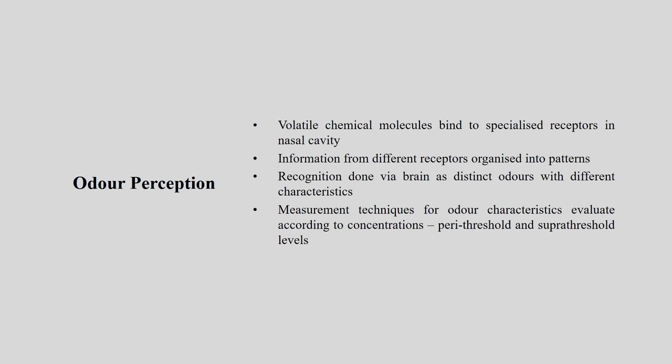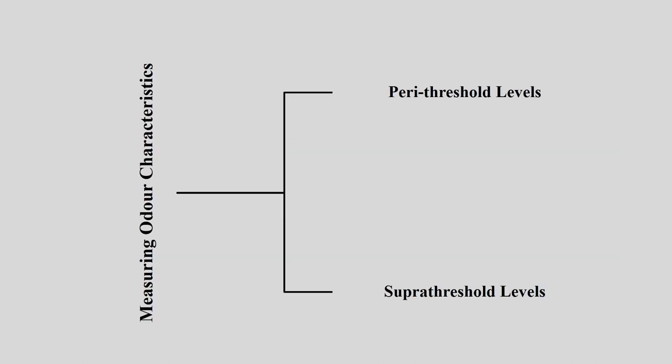So, odor perception. Because we are talking about odor, we need to understand it's a perception by the person. Volatile chemical molecules bind to specialized receptors in the nasal cavity, and that gives you the perception. Information from different receptors is organized in a particular pattern, and recognition is done via the brain as a distinct odor with different characteristics. So, measurement techniques for odor characteristics are evaluated according to the concentration: peri-threshold and supra-threshold level. When measuring the odor characteristic, we need to follow these two separately.